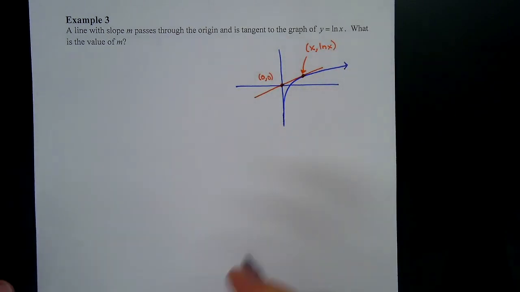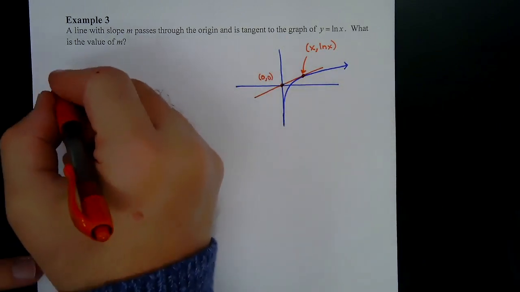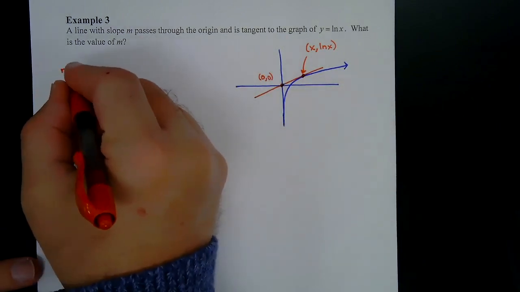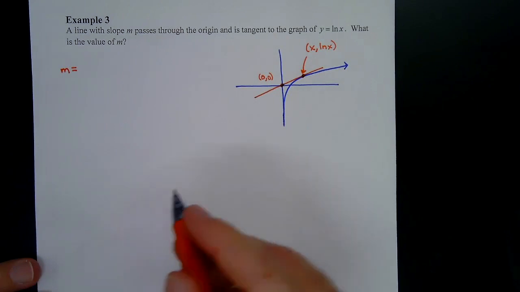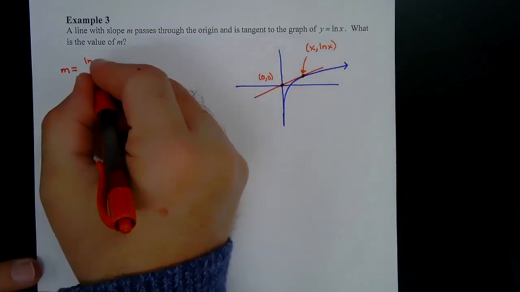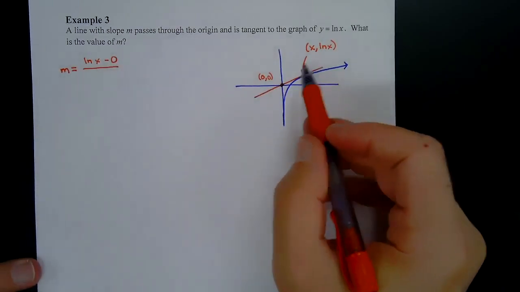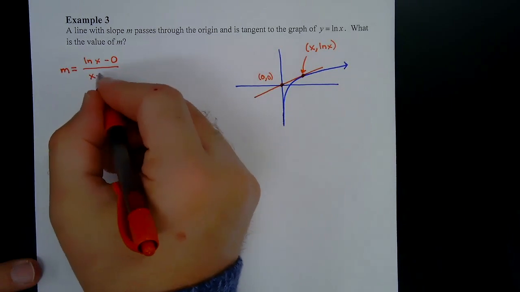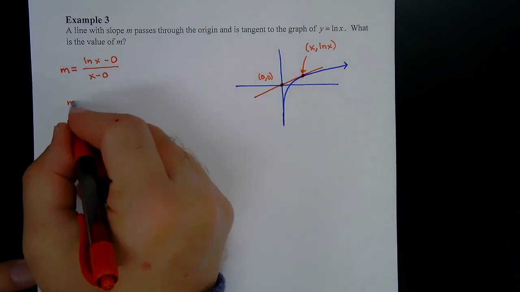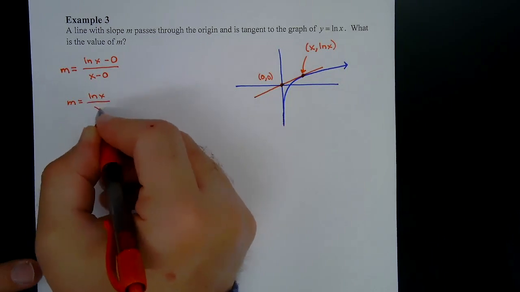All right. So the slope, we're calling the slope between these 2 points m. So I know that m is equal to natural log of x minus 0 over x minus 0. So that means m has to equal ln of x over x.